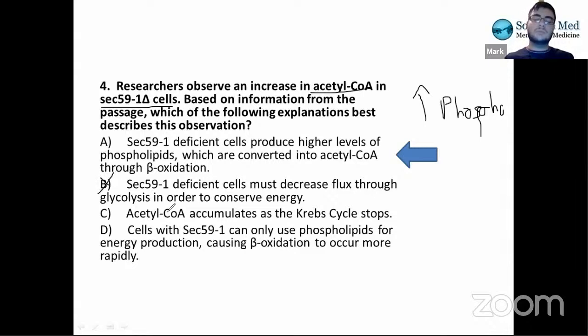Acetyl-CoA accumulates as the Krebs cycle stops. Krebs cycle wouldn't really be stopping because you have a lot of energy. If you had energy deficiency, then the Krebs cycle would stop. If you didn't have a lot of lipids, if you didn't have a lot of carbohydrates, then the Krebs cycle would stop because you have nothing to fuel it. Or if you got rid of one of the intermediates or enzymes in the Krebs cycle, it would also stop. But it didn't really mention that you're actually having a lot of fats.